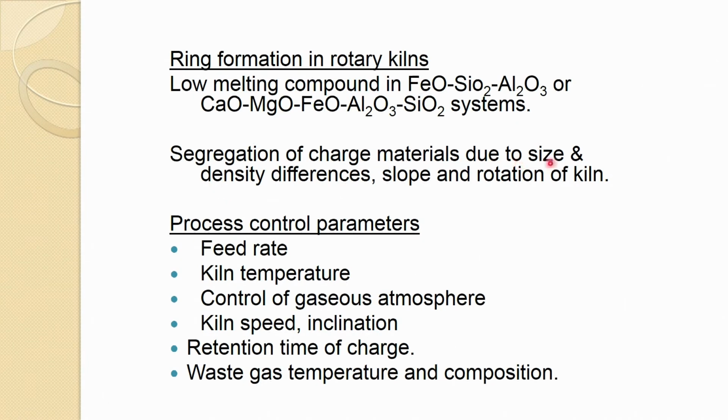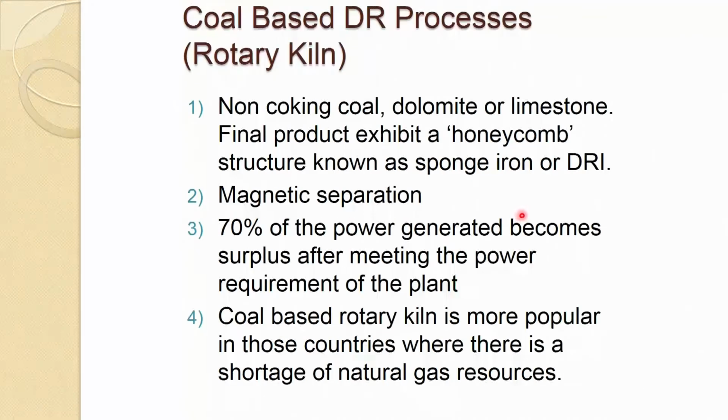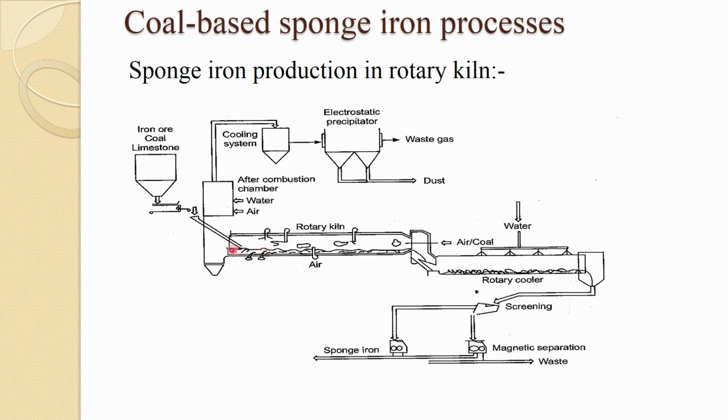Segregation of charged material occurs due to size, density difference, slope, and rotation of the kiln. So, as you send the material, the name actually says rotary kiln, which means it rotates, and it has a little inclination. So, by the natural weight of that, the charge comes out from here.